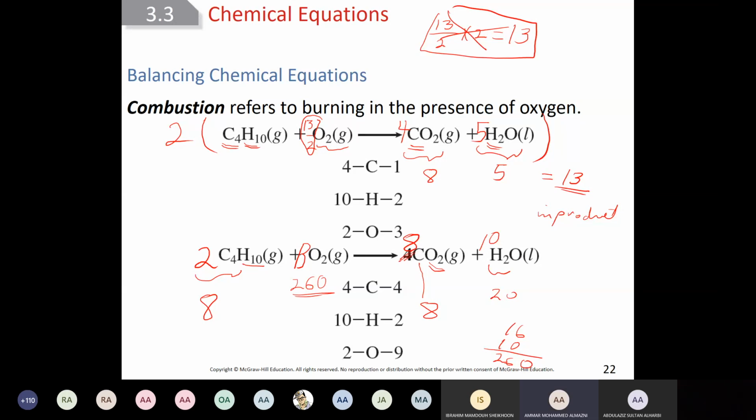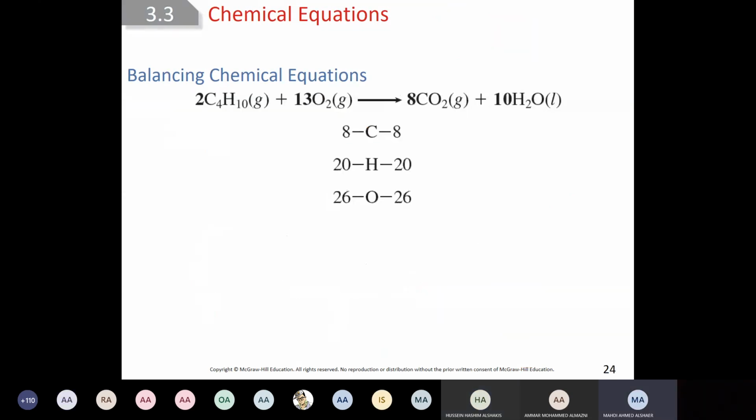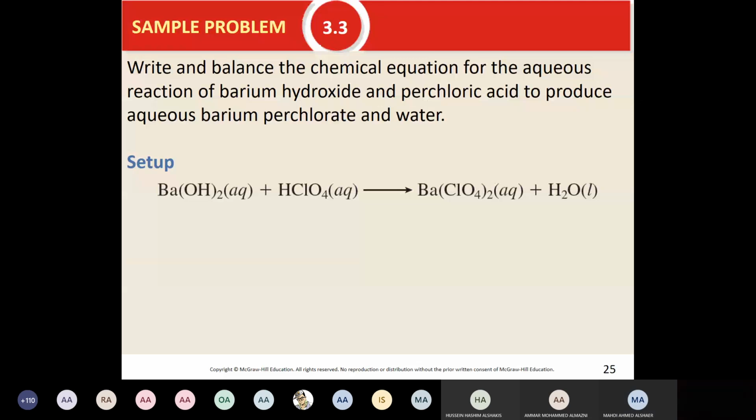There are many different ways to balance, or the numbers of coefficients. What again? Let's go to an example. I think I will answer your question in a while.